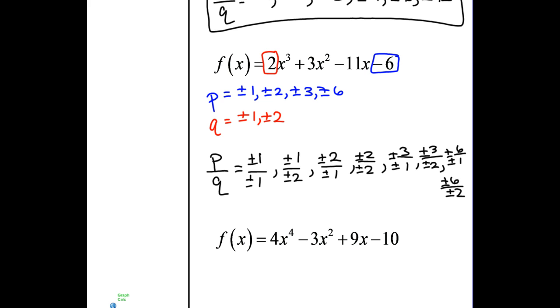Well, now we have to cancel out the ones that we already doubled up on, and really, we're only going to list them once. So our p's over our q's: plus or minus 1 over plus or minus 1 really just becomes plus or minus 1.